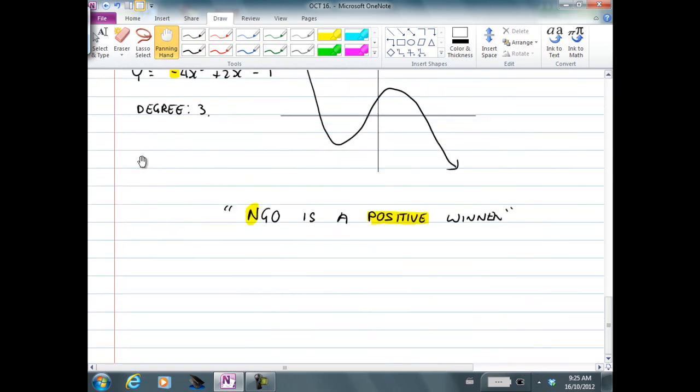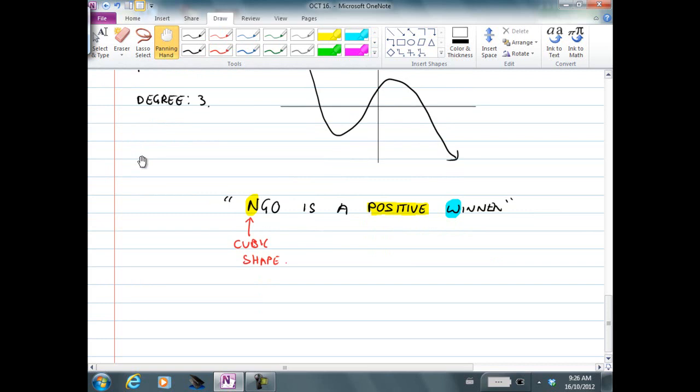Now, why does this winner come in? Because winner starts with a W. And guess what the quartic shape looks like? I'm going to show you in a second. So this here is your cubic shape for a positive, because no is a positive. I also highlighted the W. Guess what that shape is for? This is cubic. This has to be quartic.